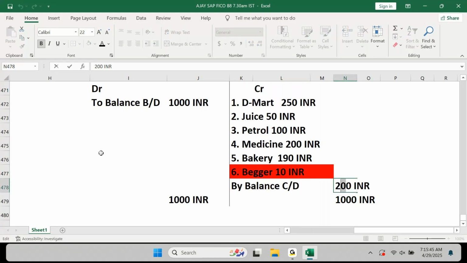Meaning if I spend unnecessarily, I have to take it on my head. If I am spending unnecessarily, I have to take it on my head because this is not my money, right? You received 1,000 rupees from somebody to get certain items for them.